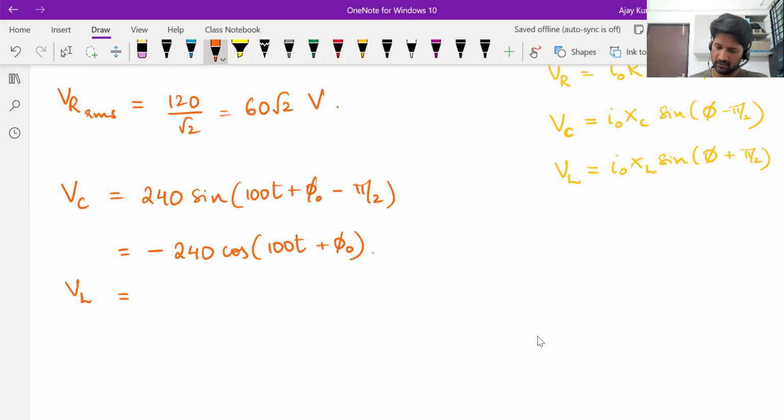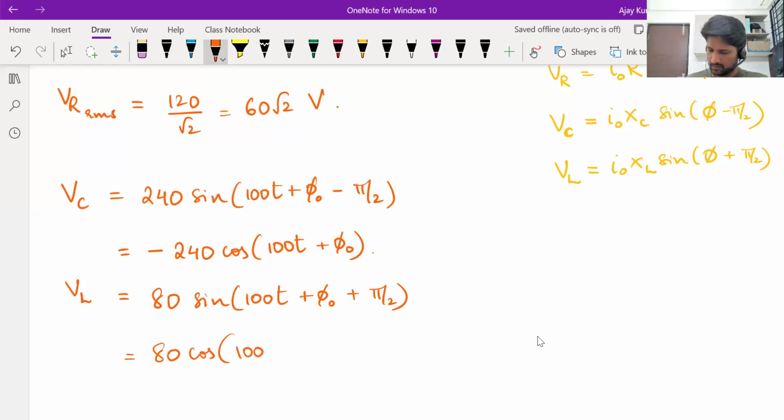So 4 into 20, peak value becomes 80. Sine of 100t plus phi naught plus pi by 2. And sine of anything plus pi by 2 becomes cos of that thing. So this voltage across the inductor can be written as 80 cos of 100t plus phi naught. This way you can get voltage across resistor, capacitor, inductor separately.